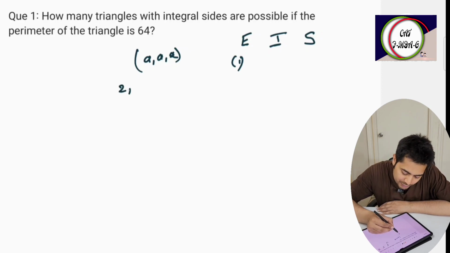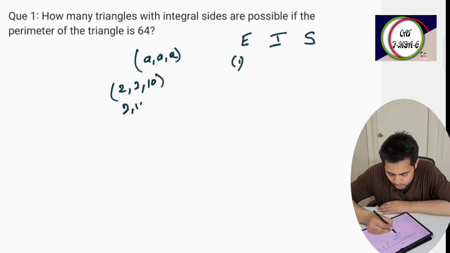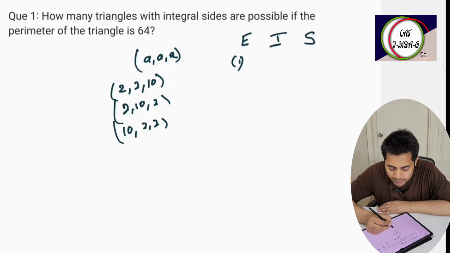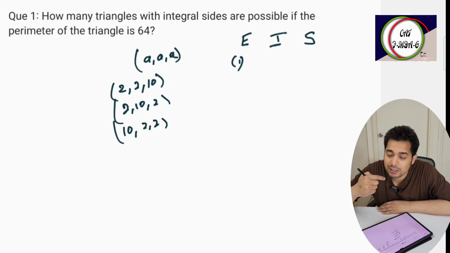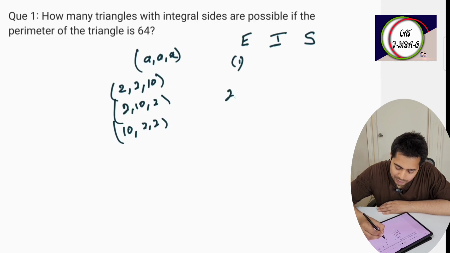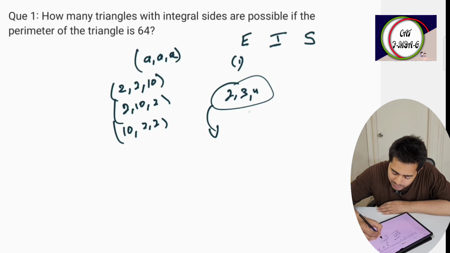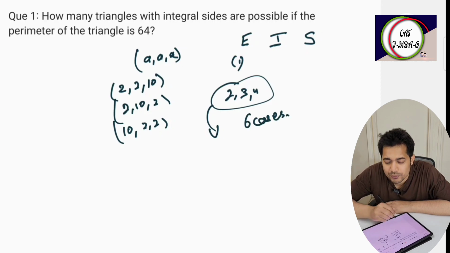Isosceles triangle, let us say 2, 2 and 10. You can write it as 2, 10 and 2. You can write it as 10, 2 and 2. So there will be three cases. In case of scalene triangle, let us say 2, 3 and 4. You can write these combinations in 6 ways. You can find 6 cases.